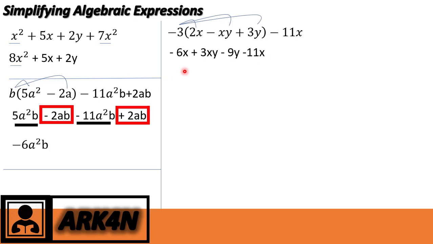We can now define the like terms. Those are the like terms, okay? x and x, the first power and first power. Great. We can add them up. We get negative 17x plus 3xy minus 9y, and this is the most simplified way of it.